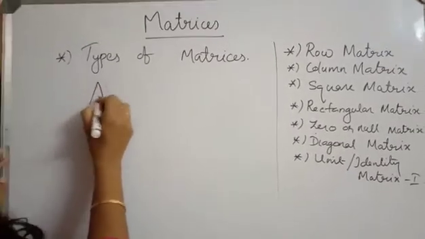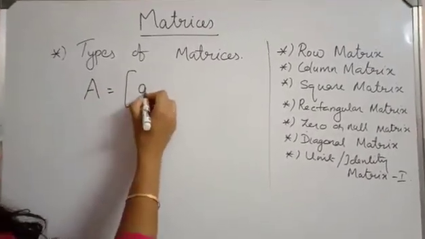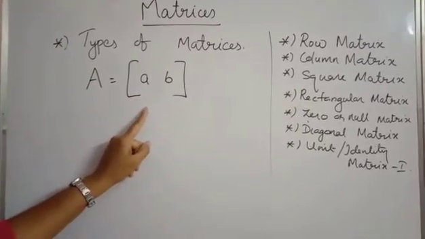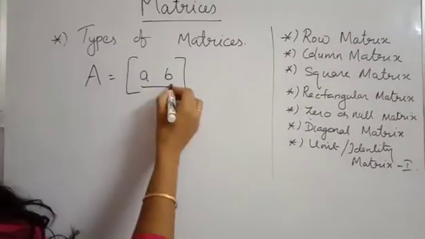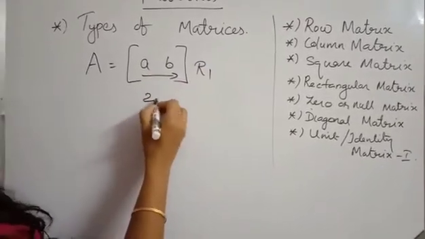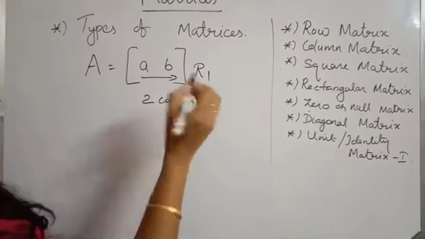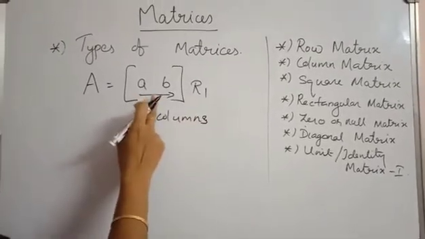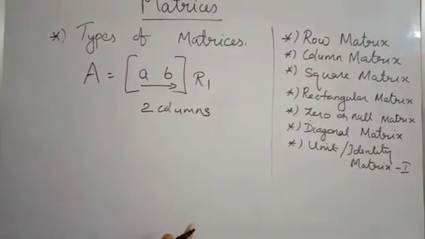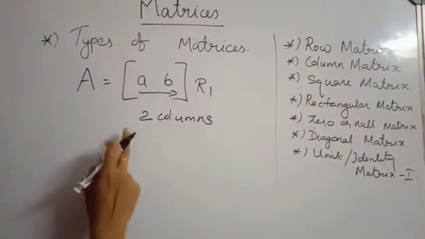So matrix A is equal to, you can write A B. What kind of matrix is this? Can you tell me how many rows it has? It has only 1 row. How many columns does it have? It has 2 columns. Since there is only 1 row here, this is known as a row matrix. If a matrix has only 1 row, then it is a row matrix.